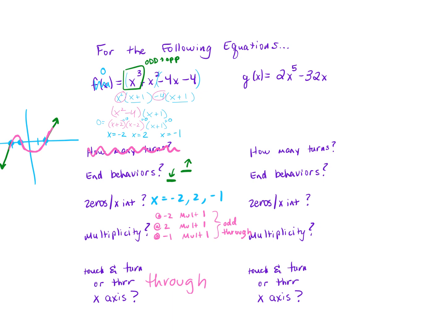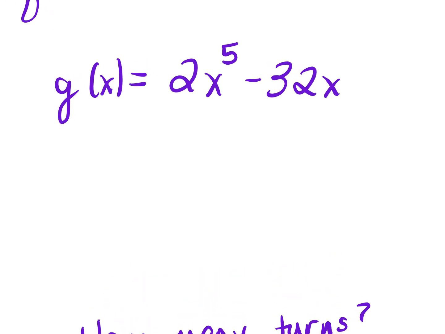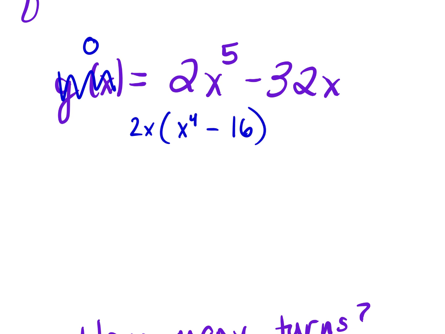All right, let's do the same thing for the second one here. So first, let's find our zeros. What would we do to find our zeros? How would we solve? Awesome. We're going to take out a 2x. So when we take out a 2x, we're left with x to the fourth power minus 16. Can we factor this anymore?